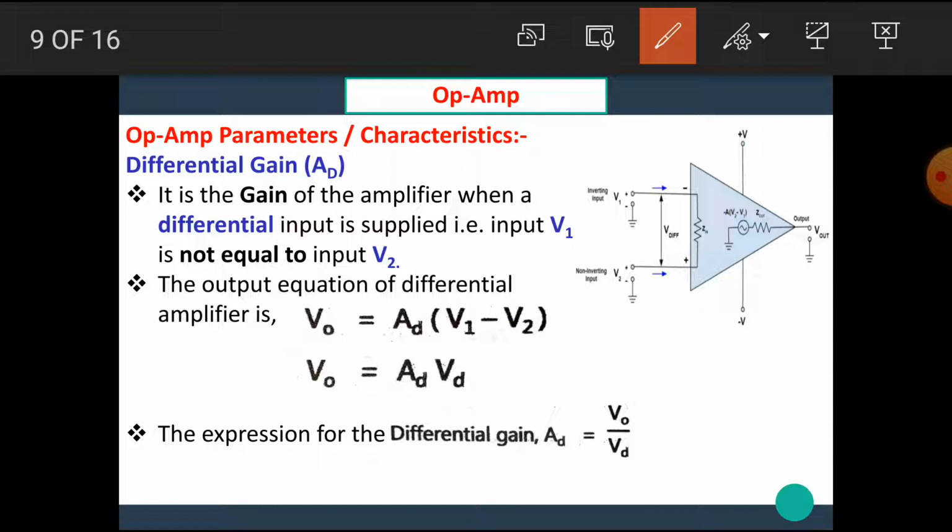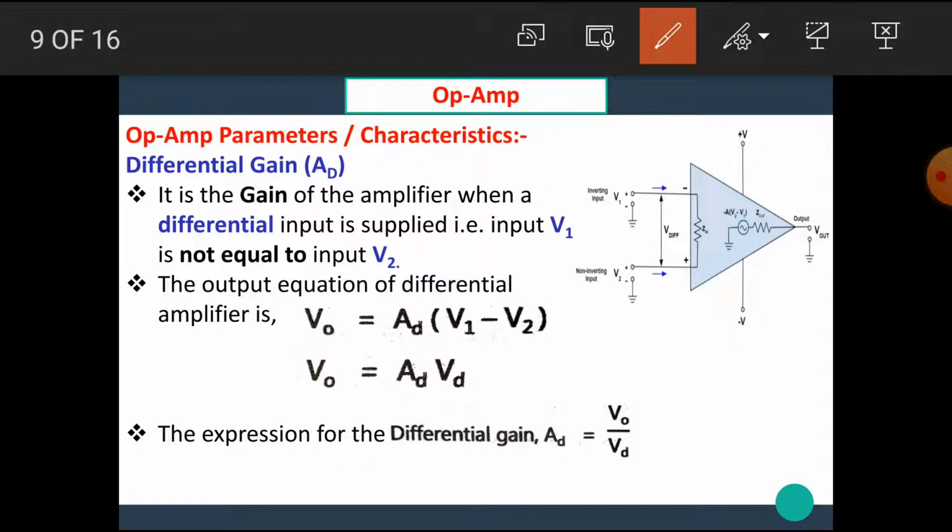We know that the operational amplifier is the differential amplifier. That means it amplifies the difference between the input. For the op amp there are two inputs, inverting input and non-inverting input. Hence the differential amplifier amplifies the difference between inverting and non-inverting input. Now let's see more details.